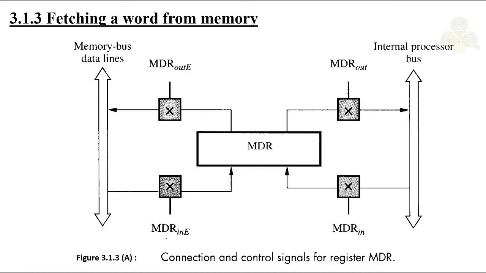Then we have MDR in E and MDR out E. Here E means external. So whenever MDR in E is enabled, the content from the memory bus will be transferred to MDR. And whenever MDR out E, out external, is enabled, the content of the MDR will be transferred to the memory bus, or the external bus.